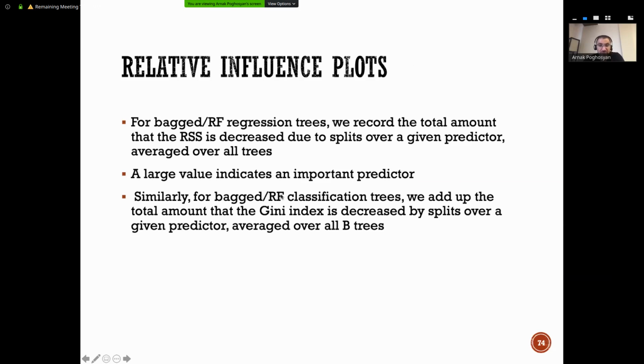You see here the description of this approach. For bagging and random forest, for example, regression trees, you understand that the same applies here. We have it for classification trees too. The problem is that for regression and classification, we are using different measures. So in case of regression, we record the total amount that the RSS is decreased due to splits over a given predictor. Recall that when you are constructing decision trees, each time you are picking one of the variables, splitting by this variable, and looking at the corresponding RSS.